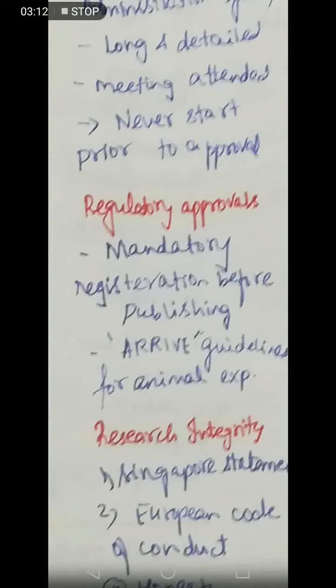Whenever you don't attend the meeting, the consequences are really bad, so you have to attend the ethics meeting. Never start the research prior to the approval. However important it is, you really need ethical clearance.